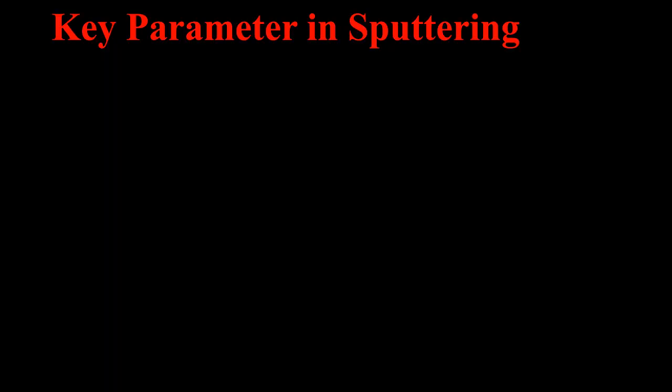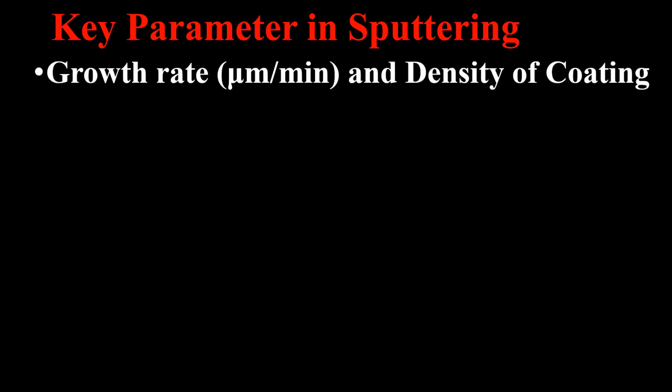So now coming toward the key parameters in sputtering. What do you think? What are the key parameters in sputtering? What parameters do we need to understand and utilize during the sputtering? Number one key parameter in sputtering deposition is the growth rate and the density of the coating.